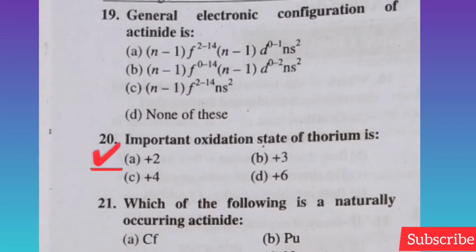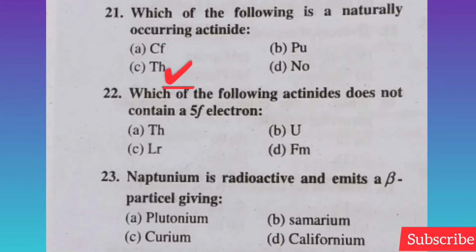नेक्स्ट क्वेश्चन है, इंपॉर्टेंट ऑक्सीडेशन स्टेट ऑफ थोरियम इज. तो इसमें ऑप्शन बी भी सही है और ऑप्शन सी भी सही है, लेकिन सी में +4 जो ऑक्सीडेशन स्टेट होती है वो थोरियम के मैक्सिमम कंपाउंड्स में पाई जाती है, तो हम सी को टिक करेंगे. नेक्स्ट क्वेश्चन है, विच ऑफ द फॉलोइंग इज अ नेचुरल अकरिंग एक्टिनाइड्स. तो ऑप्शन सी इज करेक्ट और इसमें यूरेनियम भी हो सकता था. नेक्स्ट क्वेश्चन है, विच ऑफ द फॉलोइंग एक्टिनाइड डज नॉट कंटेन अ 5f इलेक्ट्रॉन. देन इन दिस क्वेश्चन ऑप्शन ए इज करेक्ट, थोरियम.